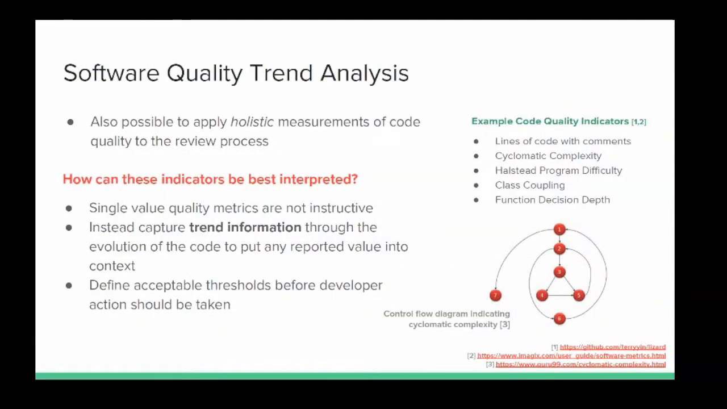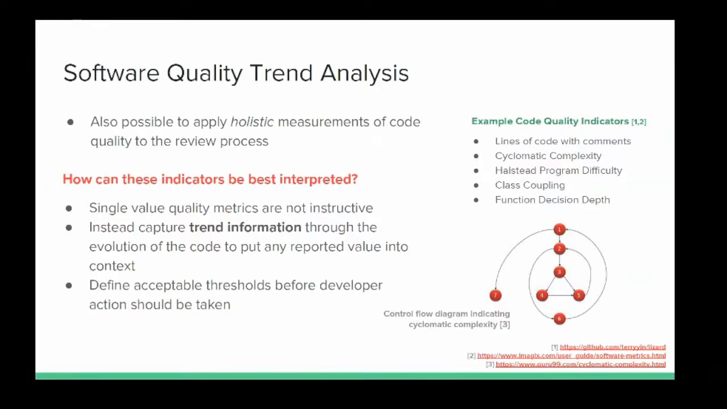Also to be considered are the software code quality indicators. So in this case, you're looking at more holistic metrics. So for example, the number of lines of code with comments, right down to more enhanced things like cyclomatic complexity, i.e. the number of paths that you can go through a piece of code. But it's not clear how you would best interpret this, so you could just do this in the same way as we did before with CPP check.